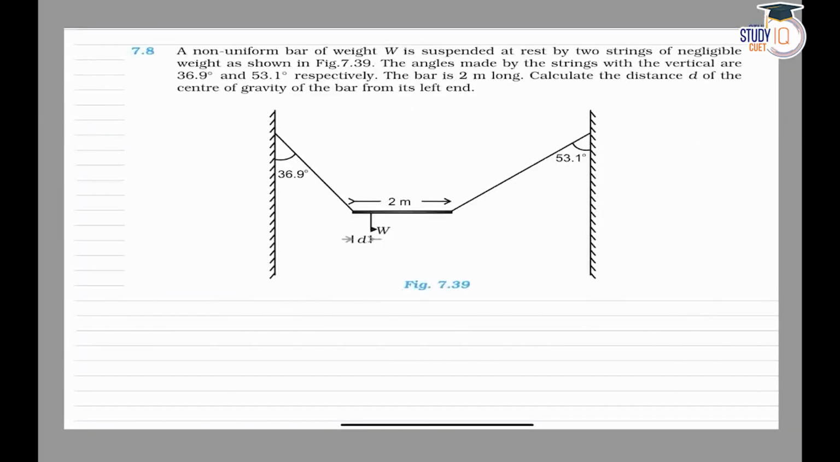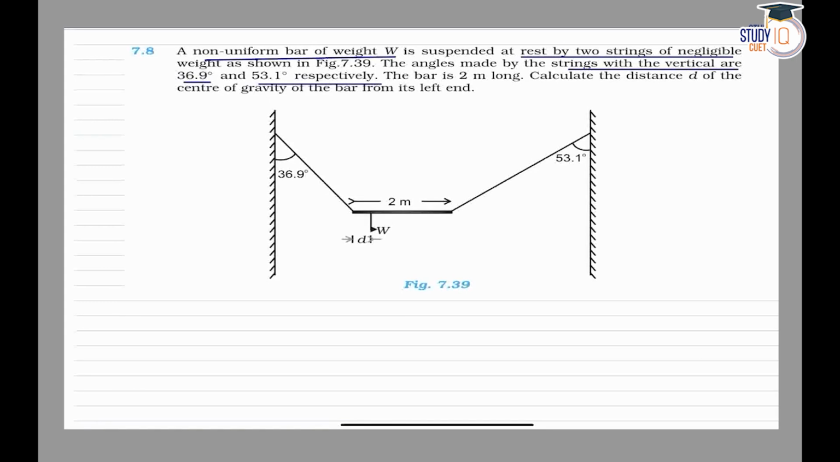NCERT Physics, Class 11th, 7th chapter, System of Particles and Rotational Motion, question number 7.8. In this, it is given that a non-uniform bar of weight W is suspended at rest by two strings of negligible weight as shown in the figure. The angles made by the strings with the verticals are 36.9 and 53.1 degrees respectively.